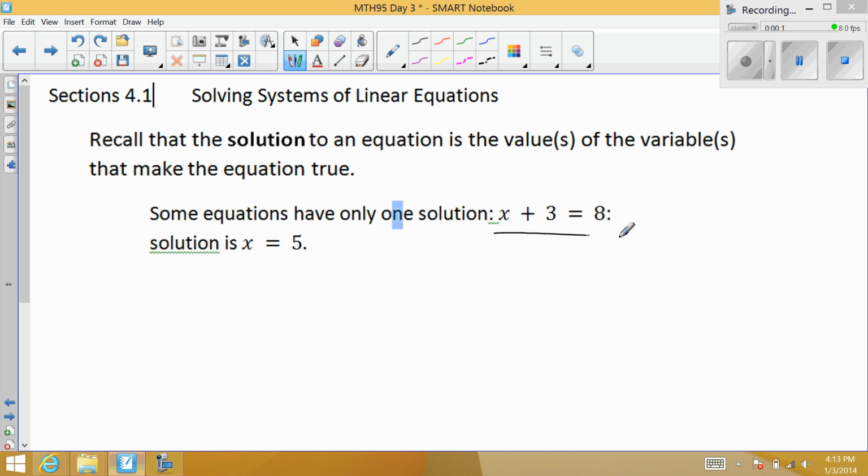So for the simple equation x plus 3 equals 8, our solution is x equals 5, because if we put 5 into the equation in place of the variable, we get a true statement. 5 plus 3 does equal 8. x equals 5 is the solution because it makes the equation true.